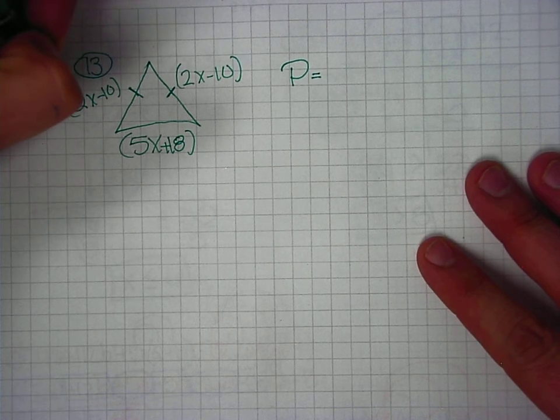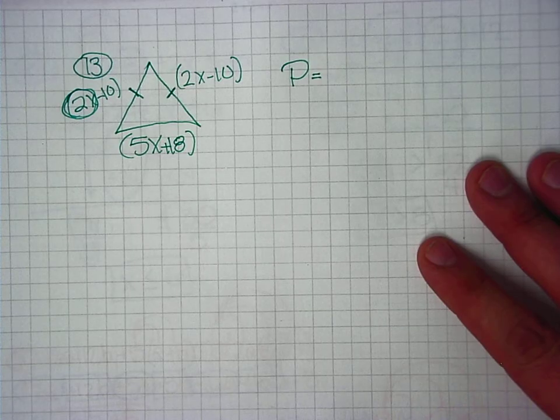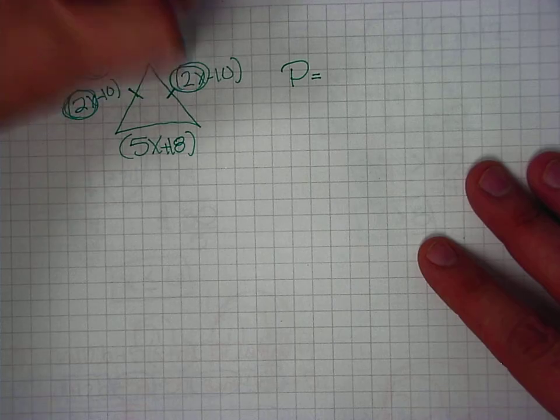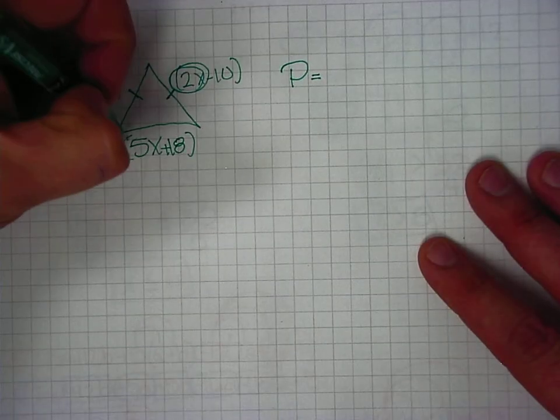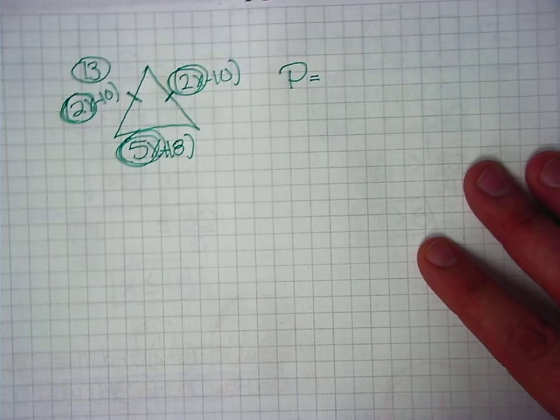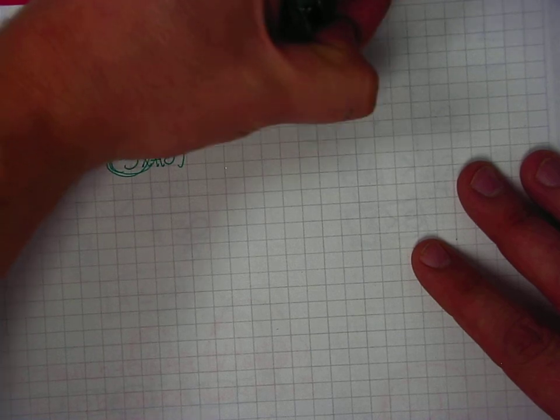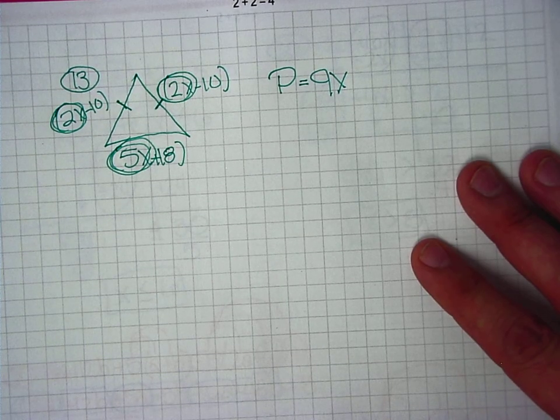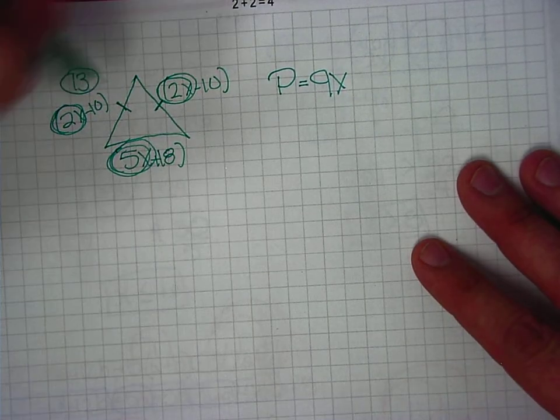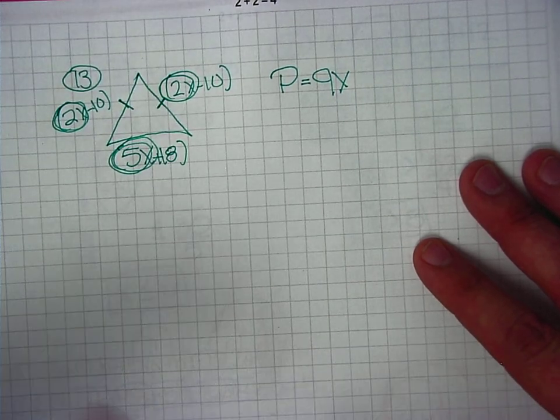On my left side over here, I have 2 x's. I'll combine that with the right side, which is 2 more x's, which is 4x. The bottom has 5 x's for a combined total of 9 x's. All right, that wasn't too difficult. Now we have some numbers to deal with.